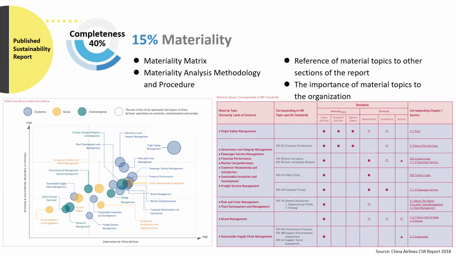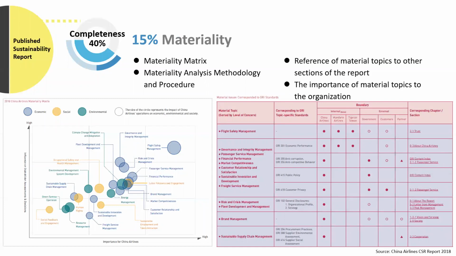So 15% out of the 40% on completeness goes to materiality. So we assess the materiality matrix, materiality analysis methodology and procedures. It's also better if you can reference material topics to other sections of the report, so readers can understand the analogy of how material issues were determined and the importance of the material topics to the organization. So those are some of the key criteria out of the 15%.